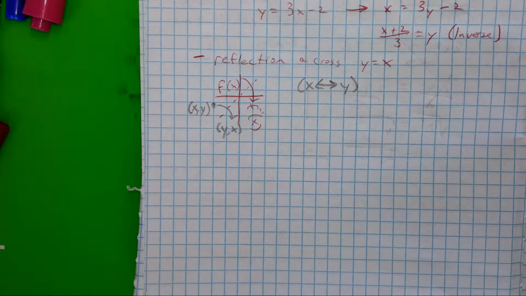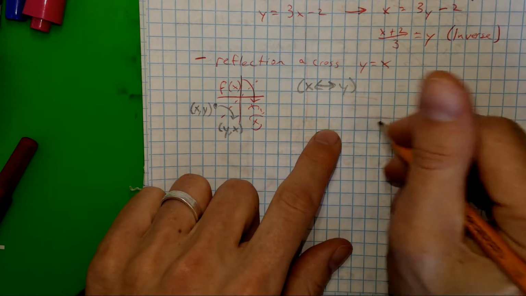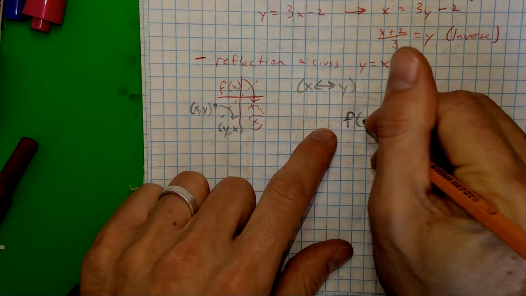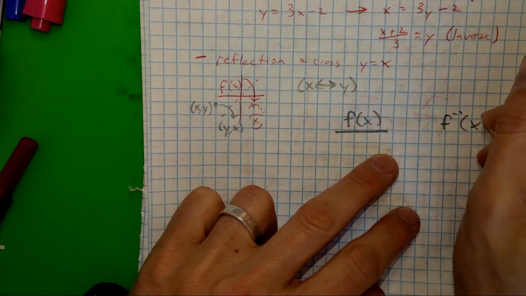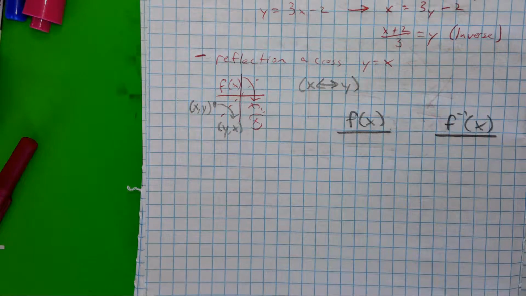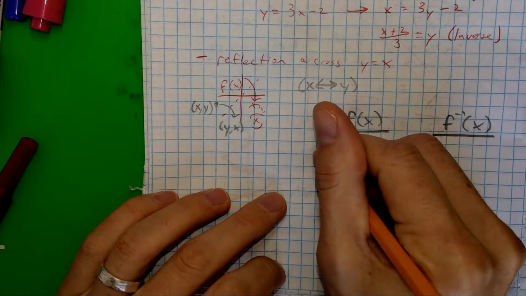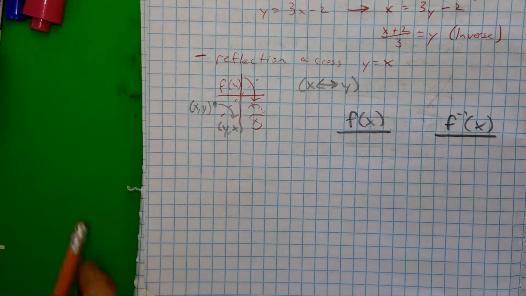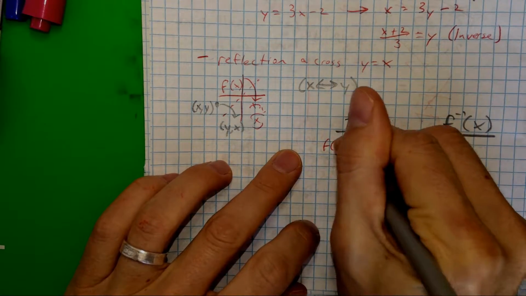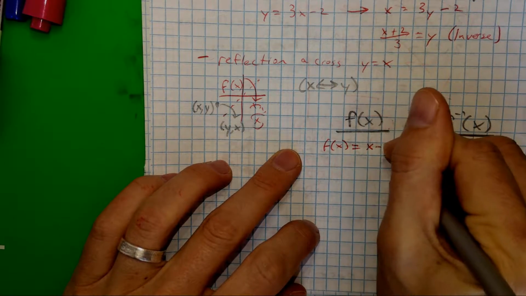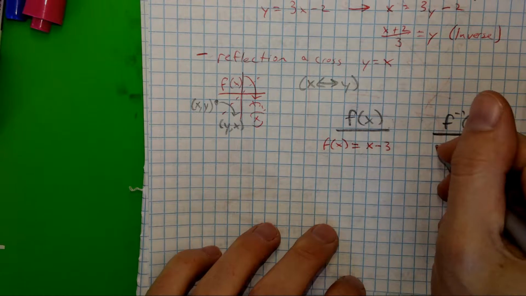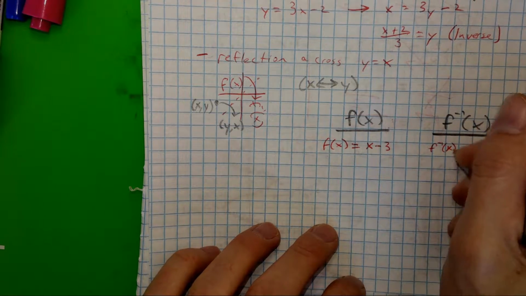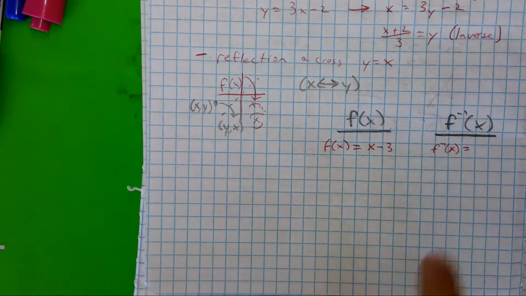Let's think about some functions and their inverses. So I'm going to write a function down here, and I want to think about what its inverse would be. So for instance, let's say I had the function f of x equals x minus 3. Any idea what its inverse would be? This one's a pretty simple one. Yeah, it'd be x plus 3.